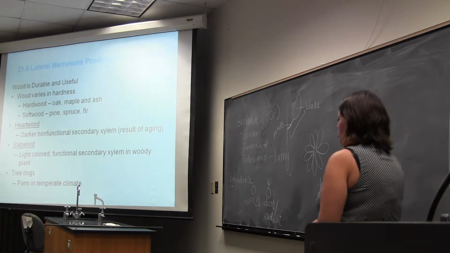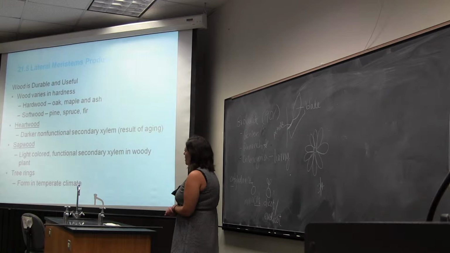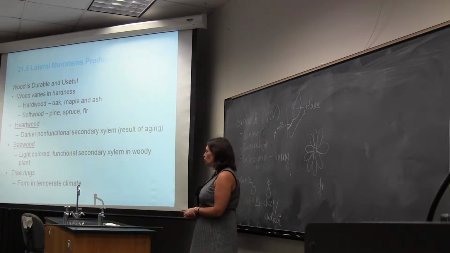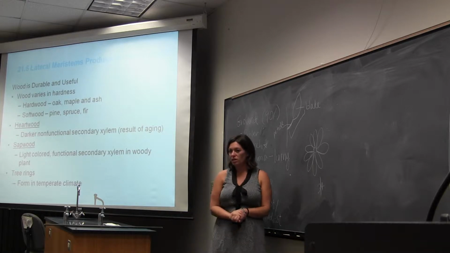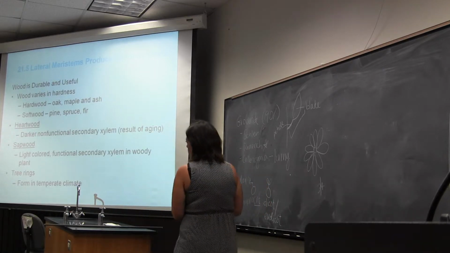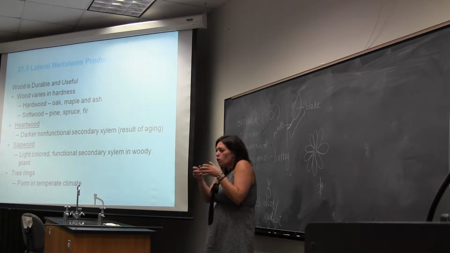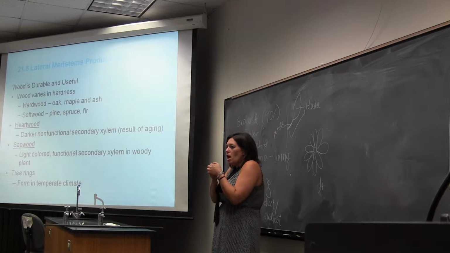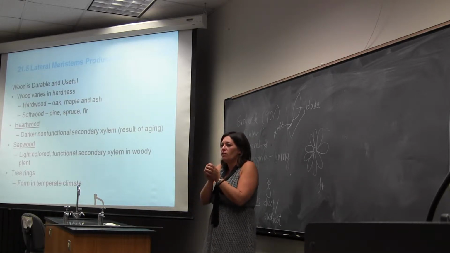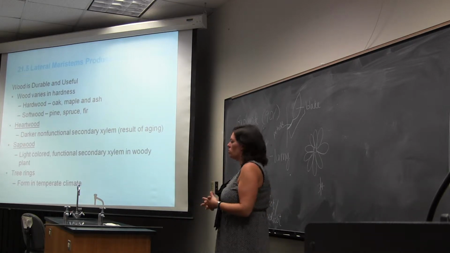We've already introduced the concept of wood, and wood is going to be made up of this secondary xylem. There's two main types of wood: heartwood and sapwood. Heartwood is more internal, towards the middle of the tree. This is going to be the non-functional, non-living stuff that doesn't have as much access to water and nutrients, and so forth.